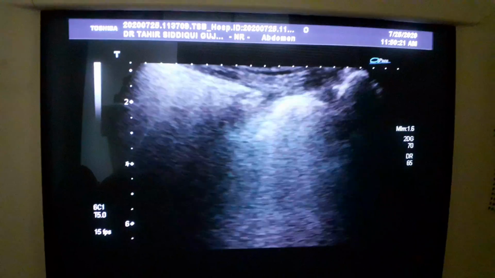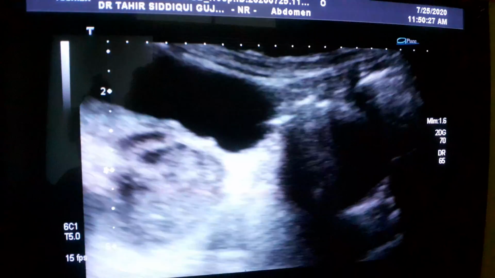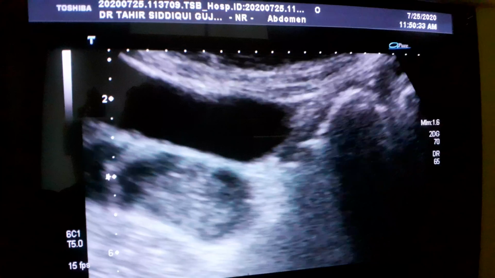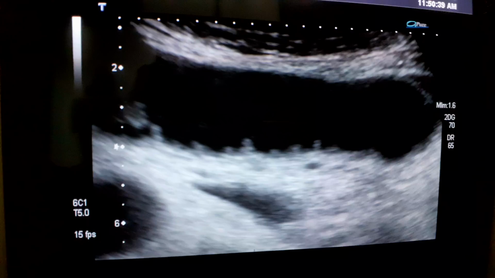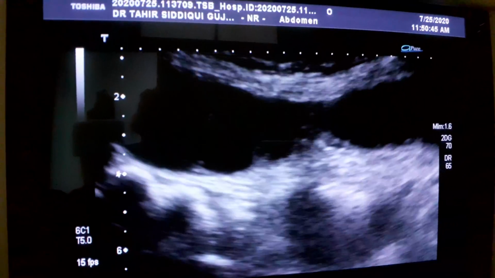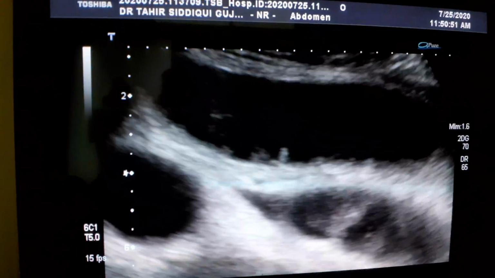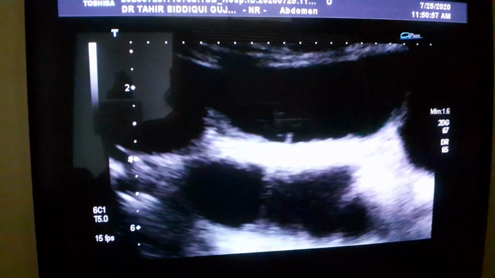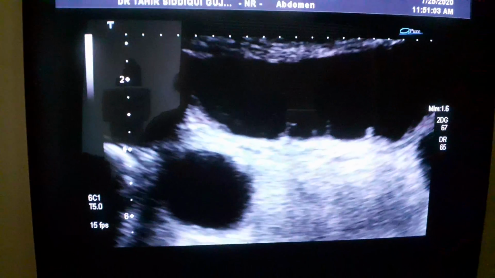Giving a sweep to the probe from the left hypochondrium to the lower abdomen. Now, umbilical region. This is the right abdominal quadrant, right side of the abdomen. All the bowel loops are seen significantly dilated, and the movements of the bowel are very slow. Meager movements are seen.